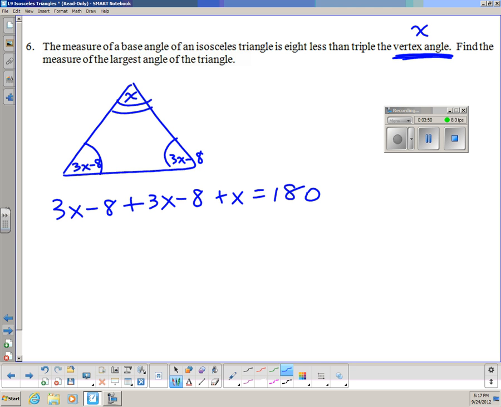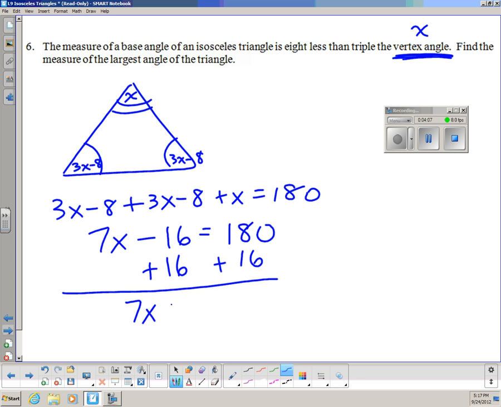Combining like terms, we get 3x plus x, which is 7x, minus 8 minus 8 is minus 16, equals 180. I'm going to add 16 to both sides, and we get 7x equals 196. Divide by 7, and x is 28.